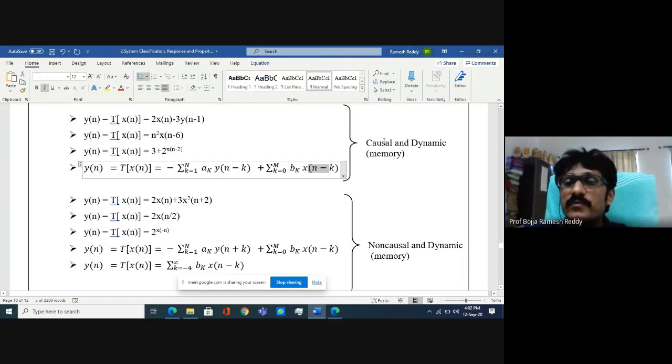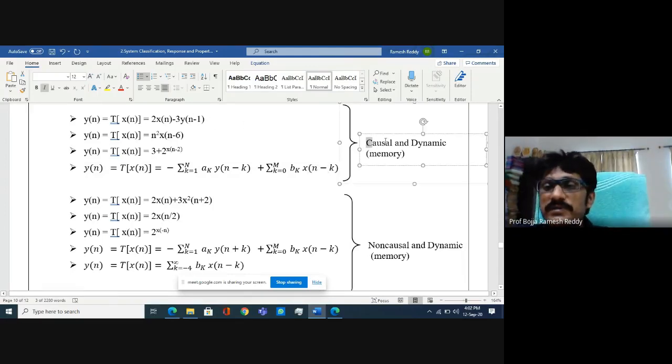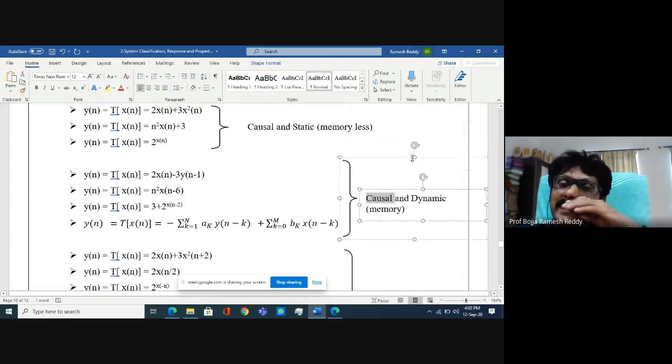Causal system means where future cannot be included. Future is not there. Future means plus is called future. There is no future. That's why all these systems are called causal systems. Causal systems and dynamic systems. Okay. First one is causal and static.